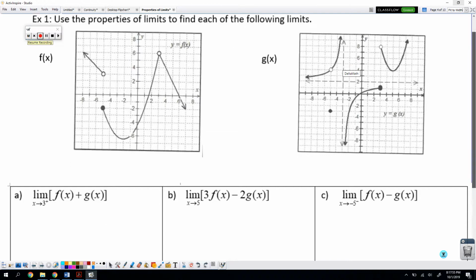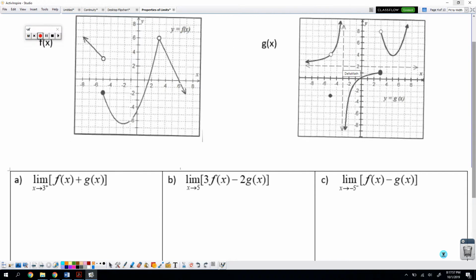Okay. Now, what we're going to do is this says the limit as x approaches 3 from the right side of f of x plus g of x. If you remember our rules from above on your page, it says that you can actually separate them. So you would say the limit as x approaches 3 from the right of f of x plus the limit as x approaches 3 from the right of g of x. Yes, you must use this step. Yes, you must rewrite it just like this.